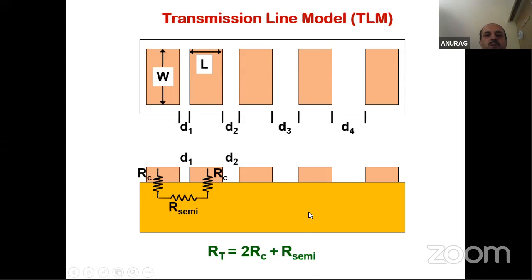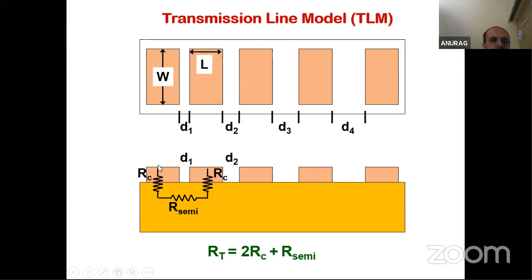Now in the TLM model, we take the semiconductor sample. This is the top view, and the bottom is the cross-sectional view. In the top view of the material, we create stripes of these ohmic contacts having width W and length L. They are the same, W and L. But the gap between these successive contacts is increasing. These are ohmic contacts which I want to fabricate on my sample. The gaps are D1, D2, D3, and they keep on increasing.